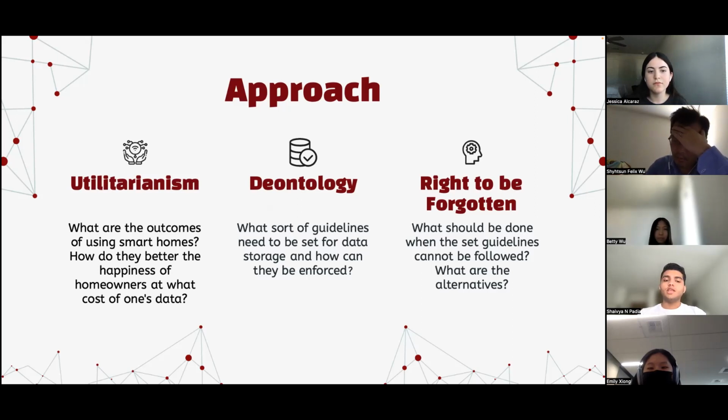So from that standpoint, there should be certain specific guidelines, certain ways in which the data should be stored, and there should be guidelines on how these guidelines would be implemented. There might be some cases where it is not possible to follow these guidelines and data has to be stored somewhere. Then in that case, the right to be forgotten should be utilized, where the customers can determine if they want the data to be deleted from everywhere, whether locally, on the cloud, in the companies, or anywhere that it exists.